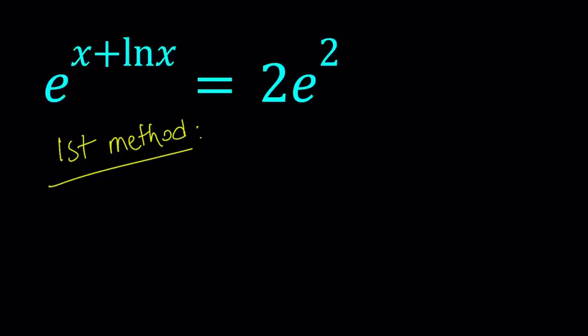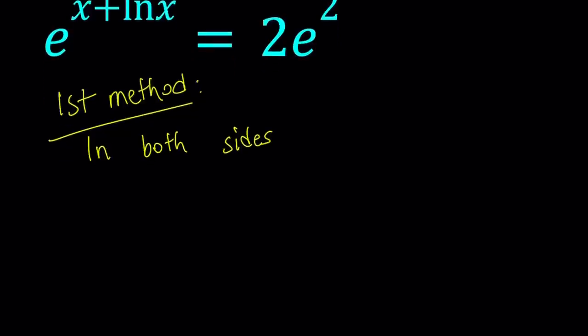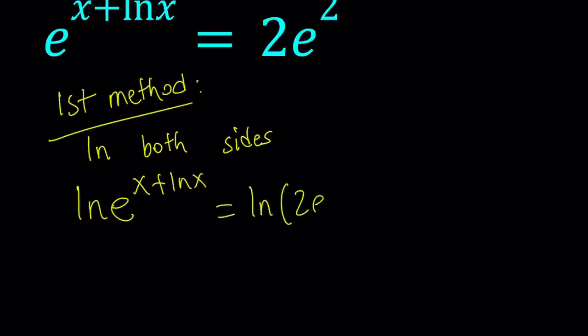For my first method, this is something that we commonly use. I'm going to ln both sides. If you do, you get the following: ln e to the power x plus ln x equals ln 2e squared. So I'll be showing two methods, and at the end of each method, I'll be showing you a graph. So the graph kind of explains what's going on as well.